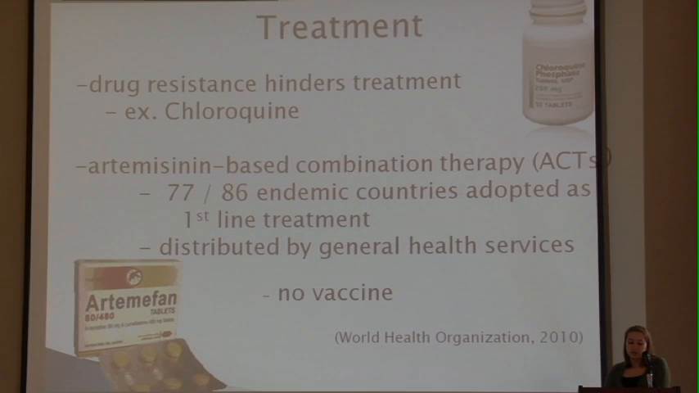The World Health Organization currently recommends artemisinin-based combination therapy, or ACTs, to treat Plasmodium falciparum, which is the most deadly form of malaria. 77 of 86 countries affected by this form have adopted ACT as a national policy for first-line treatment by the end of 2009. By mid-2010, 70 countries were distributing ACTs within their general health services. There is currently no vaccine for malaria.